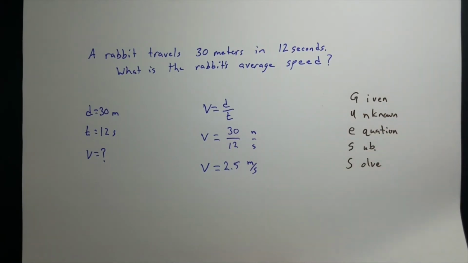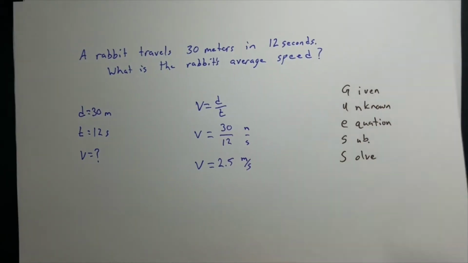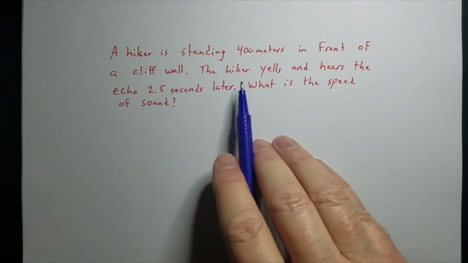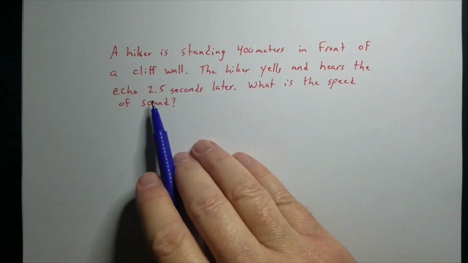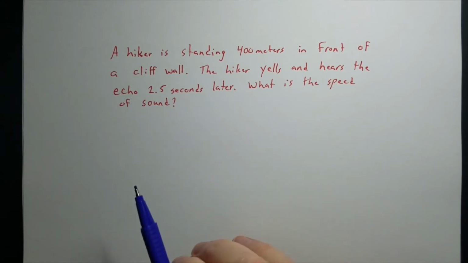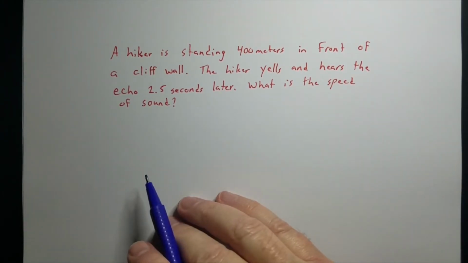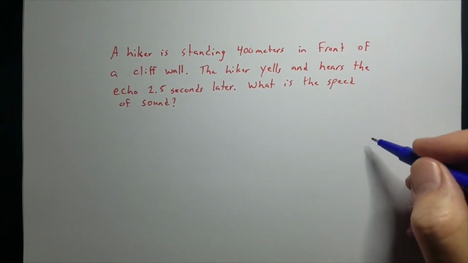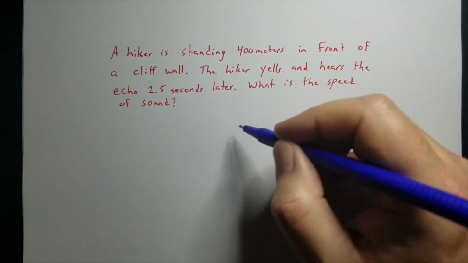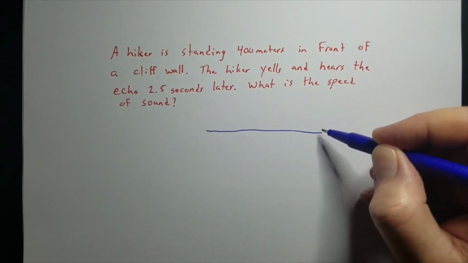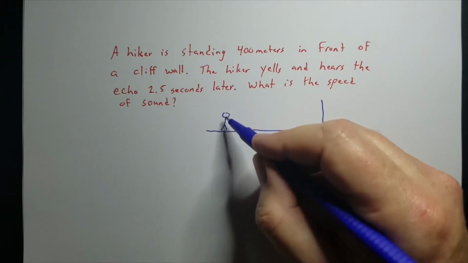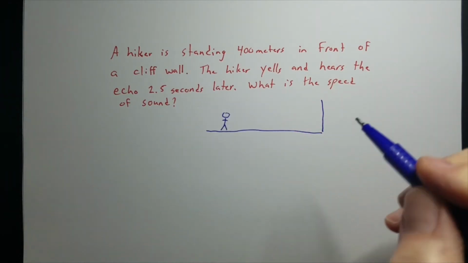So let's look at another one. We've got a hiker standing 400 meters in front of a cliff wall. The hiker yells, and hears the echo 2.5 seconds later. What's the speed of the sound? Well, in some cases, not only do we want to use the GUESS method, but sometimes it pays to draw a picture of the situation. So in this case, I want to draw a picture. It doesn't have to be a good picture. Mine never are. But it's just used to help me organize things.